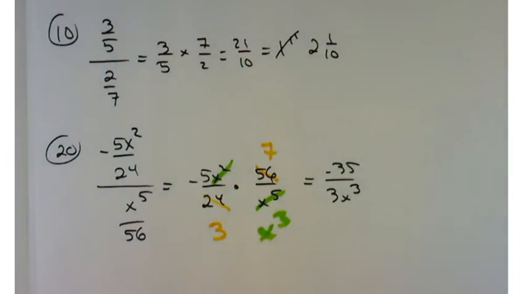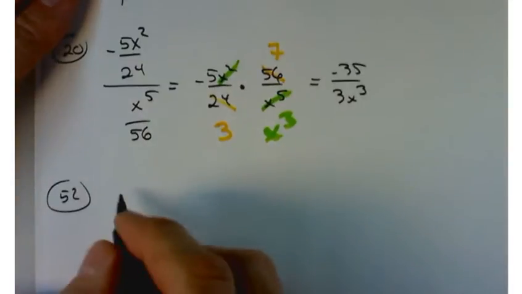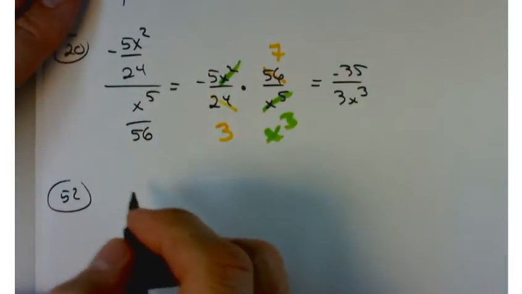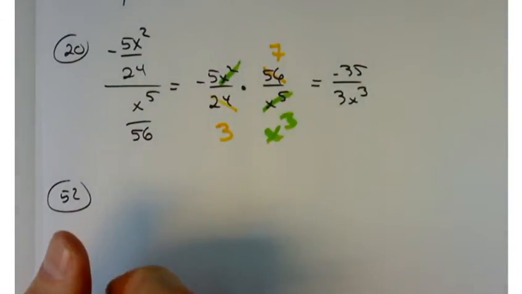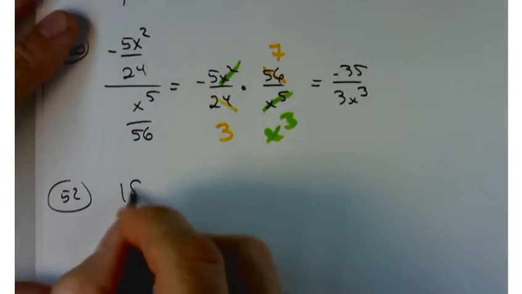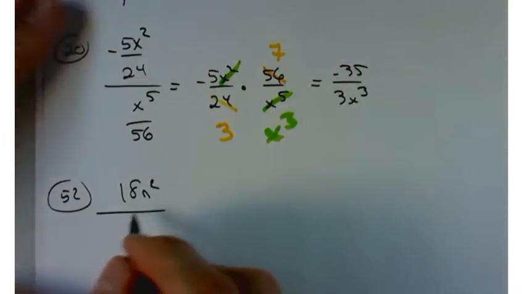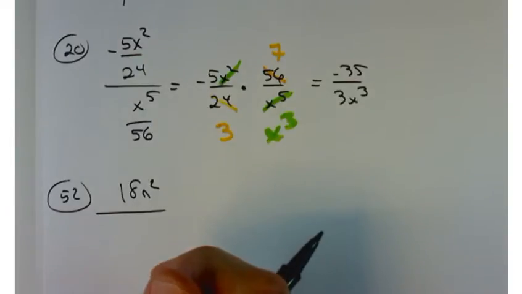Okay. So that's method 1. There is one other problem in this book, actually 2, that follow along from method 1. That'd be 51 and 52. So if you wanted to check out those, you could do one more like that. In fact, let's do 52 real quick. 52 looks like this. 18n squared divided by 6n over 13.